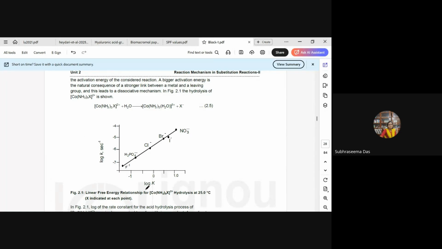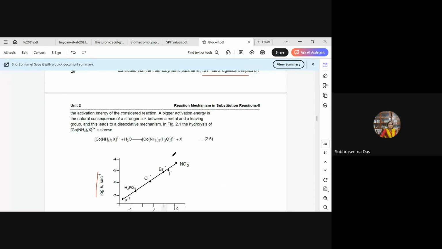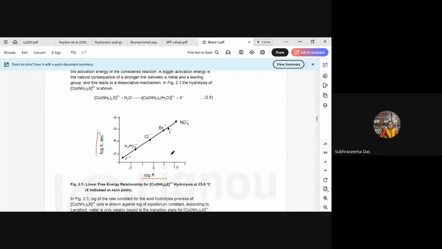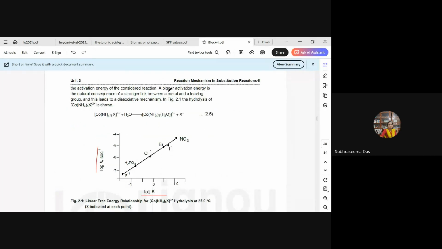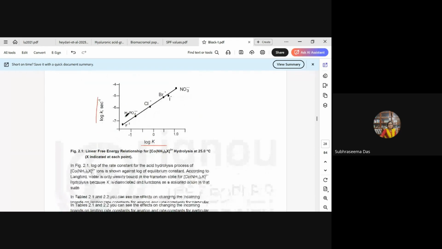So here, this is the log k versus the log K, that is the log-log plot. And here we see how the activation energy of the reaction, or the delta H, has a significant role. So if the activation energy is high, then the natural consequence is a stronger link between the metal and the leaving group, and it leads to a dissociation.